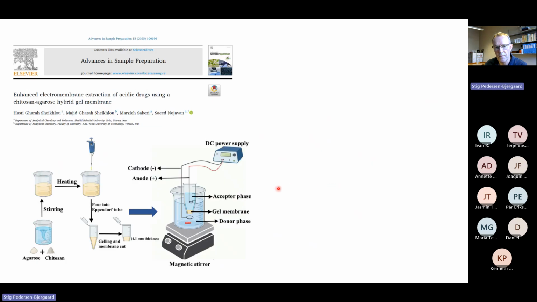And also there's quite a lot of work going on with gel electro membrane extraction, where there is no organic liquid membrane but an aqueous gel. I think we discussed that a little bit in the previous example, so I think I will finish here.